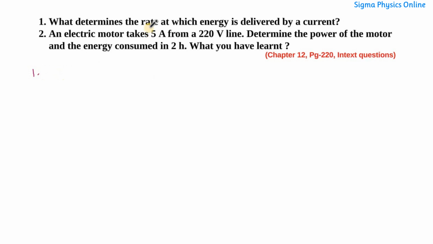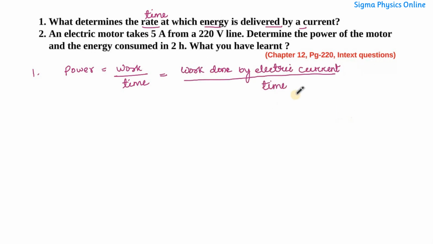So here we are asked that energy is being delivered by a certain amount of current in a particular time. Rate here in physics means per time. So we have to determine what that factor is called. Now we know that power is given by work done by time, or power is determined as the rate of doing work. And who does work over here? It is the electric current. So we can say that it is the work done by the electric current by time. So power here means it is the rate at which electrical work is being done.